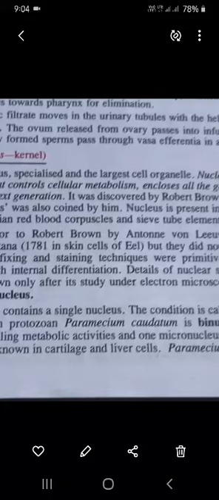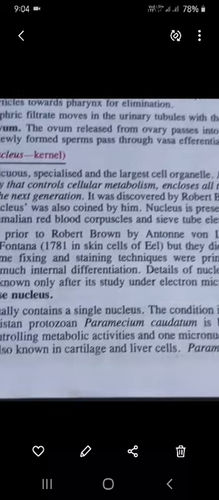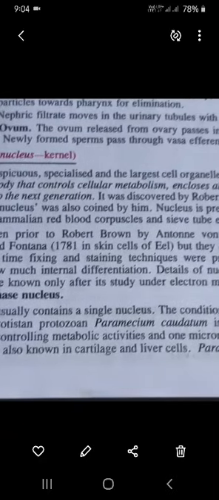Protistan protozoan Paramecium caudatum is binucleate, which is one with one macronucleus or meganucleus for controlling metabolic activities and one micronucleus for storing genetic information. Binucleate condition is also known in cartilage and liver cells. Paramecium aurelia is trinucleate, with one macronucleus and 2 micronuclei.